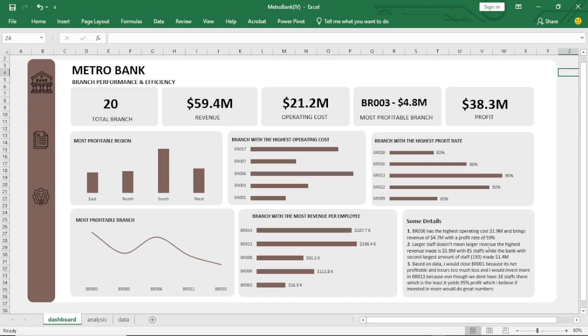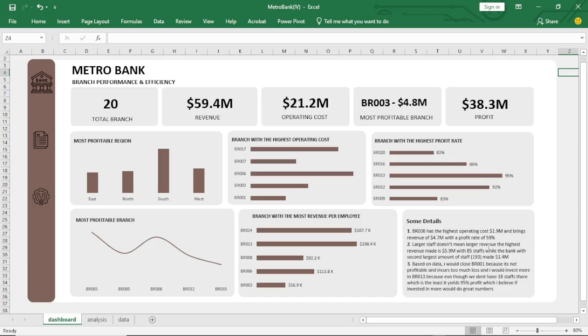Second fact you can derive from the data is that larger staff does not equal larger revenue. The highest revenue made is $5.9 million with 85 staff, while there are other branches with larger numbers of employees, like the second largest staff, which is 193 staff, and they made 1.4 million US dollars. So that tells us that larger staff doesn't equate to larger revenue.